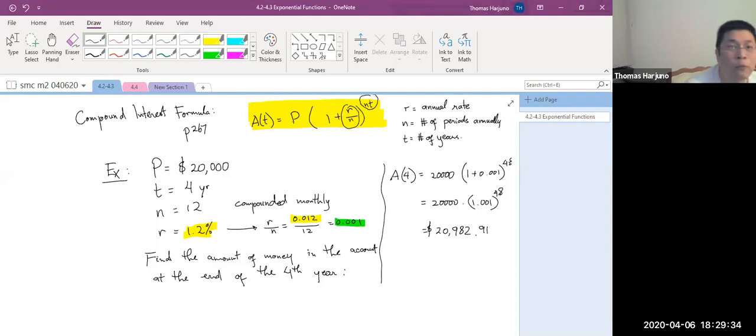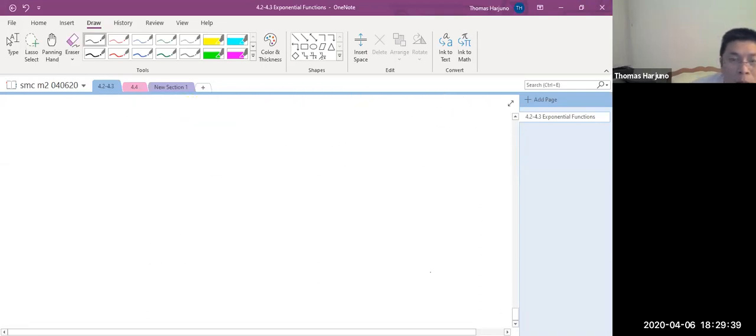Now, what happened with 4.3, by the way? In section 4.3, they deal with the natural exponential function.